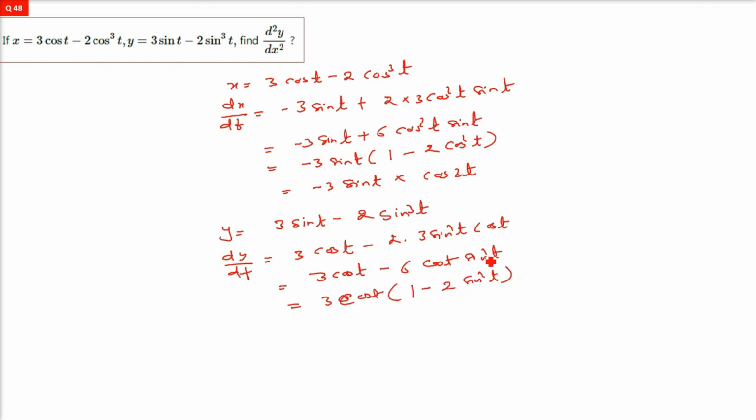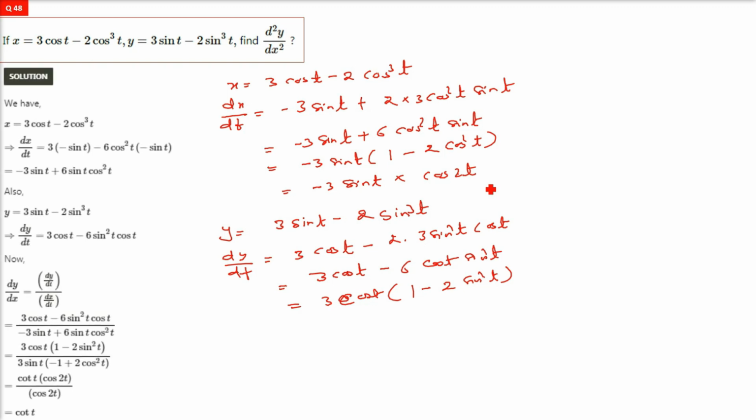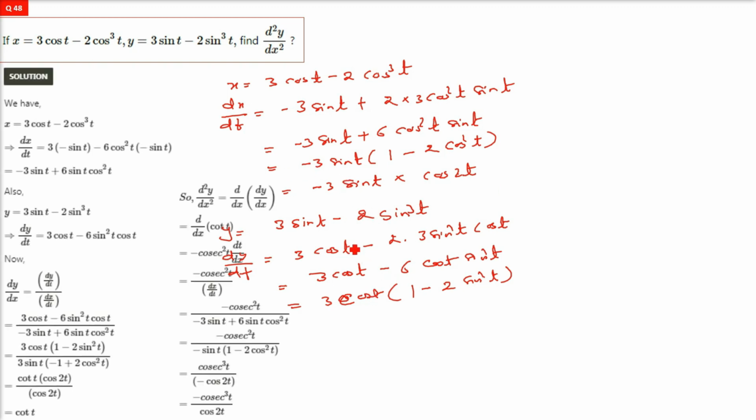So please remember, cos 2 theta is cos square theta minus sin square theta, right? Cos square theta can be written in terms of sin square, because cos square theta plus sin square theta is 1. So you can always write cos square theta as 1 minus sin square theta. So 1 minus 2 sin square theta is cos 2 theta, but 1 minus 2 cos square t is negative cos 2t. Please remember.